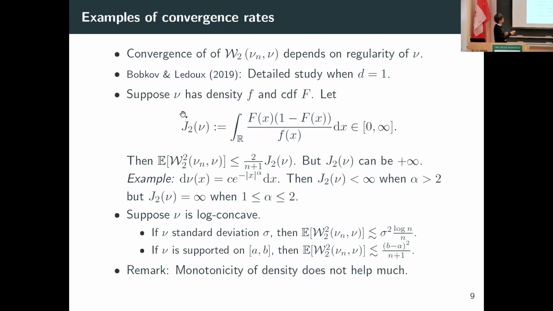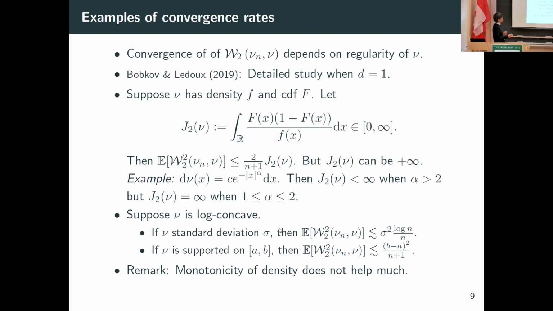And by the way, in the same book, they also show that for these to have 1 over n rates, it is necessary and also sufficient that this J2 is finite. So for example, even the normal distribution does not have a finite J2, and you need a little bit stronger tail behavior for that constant to be finite. The log concave case is actually pretty nice because then you can have nice results.